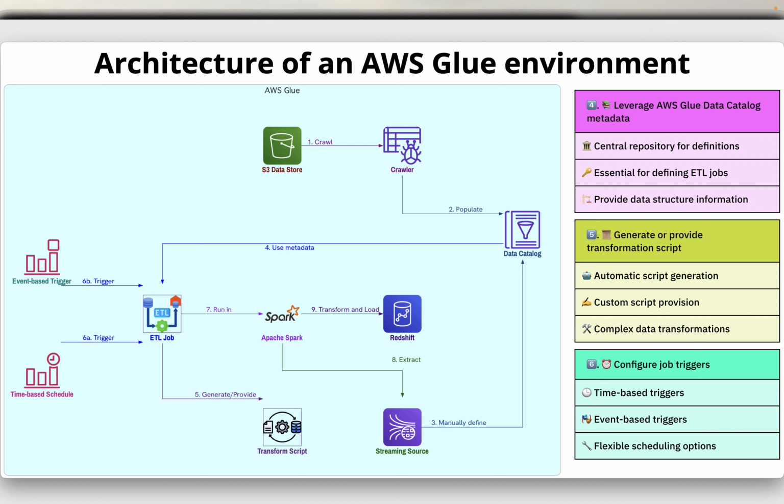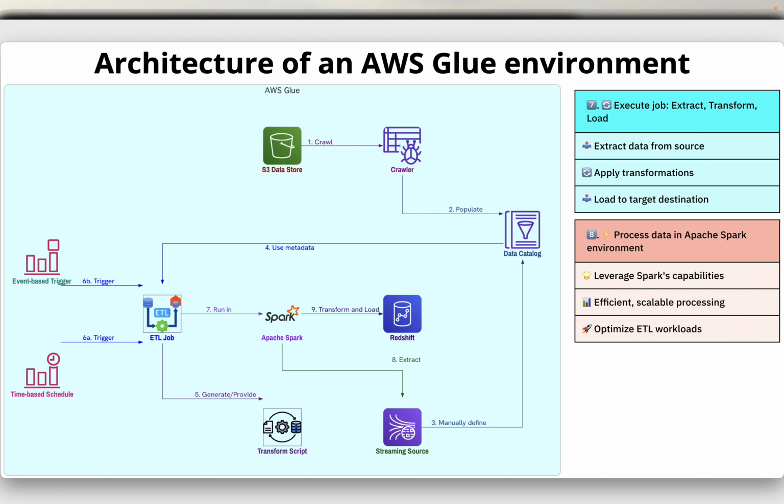The transformation script executes within an Apache Spark environment provided by AWS Glue. This leverages Spark's distributed computing capabilities, ensuring efficient and scalable data processing for your ETL workloads.